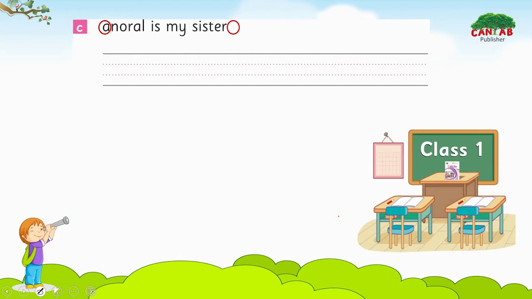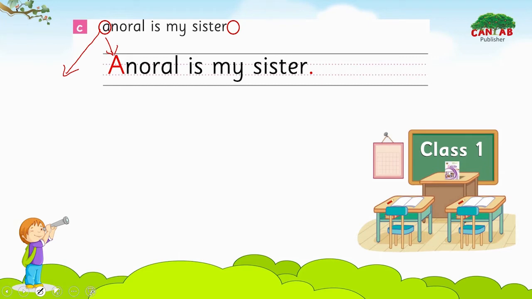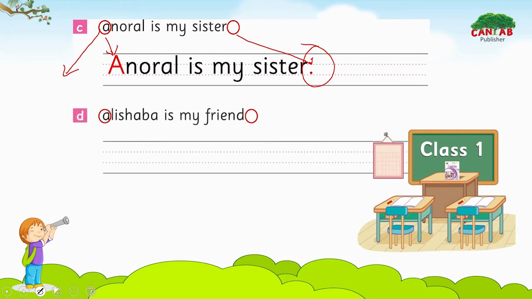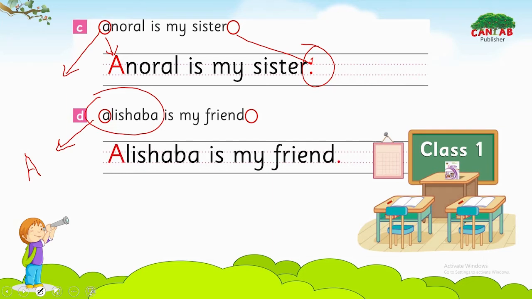Now coming towards the third example. Anoral is my sister. So where do we have to capitalize the alphabet? That is the first alphabet of the first word of the sentence. So A will be capitalized. And there is a full stop at the end of the sentence. The next example is Alishba. A is what? A is small. So A will be replaced with a capital letter and there should be a full stop at the end.